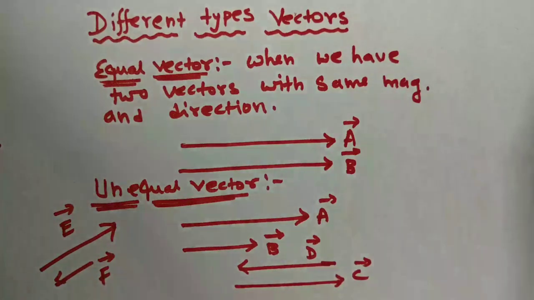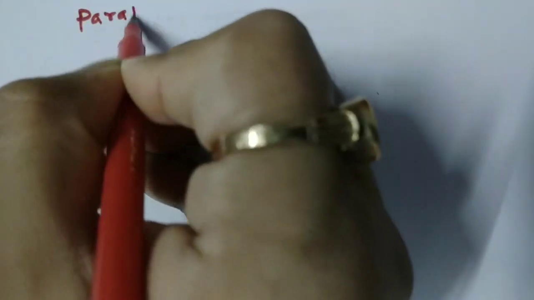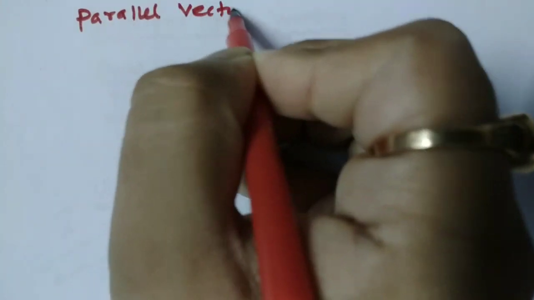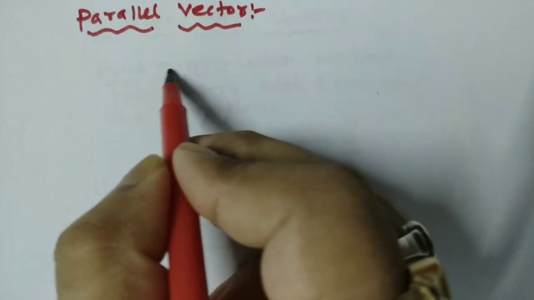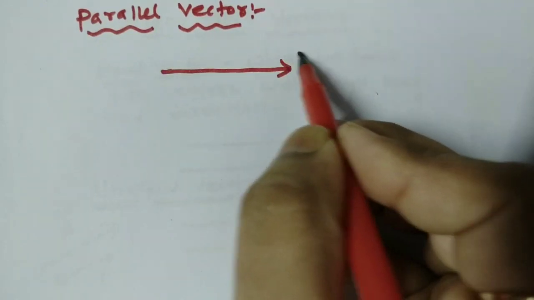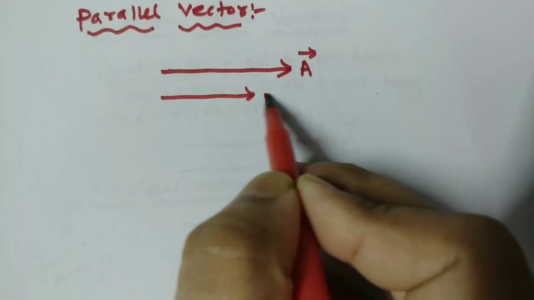So let's see what is parallel vector. So what is parallel vector? Okay, let's take an example. Suppose we have a vector like this, say this is a vector, and we have another vector like this, say this is b vector.